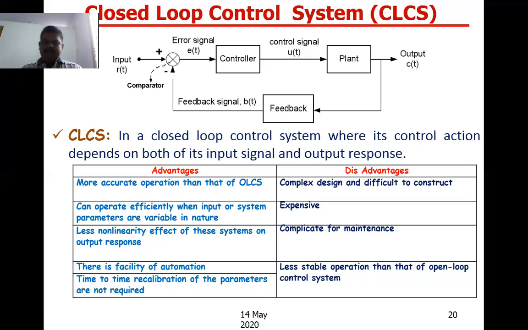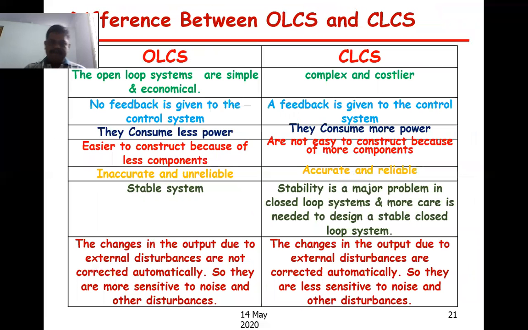But the main disadvantage compared with the open loop system is that it is difficult to construct. It has a complex design, is difficult to construct, expensive compared with OLCS, and complicated to maintain because so many components are there. It also has less stable operation compared with OLCS. That is the basic difference between an open loop control system and a closed loop control system.